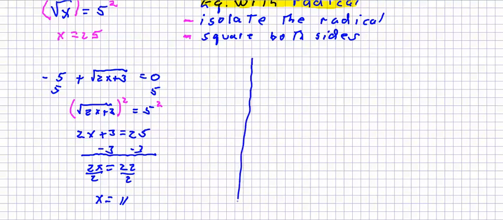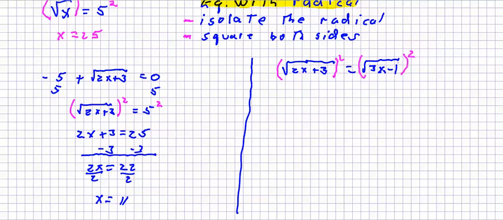Now, if you have a problem with two radicals, square root of 2x plus 3 equals square root of 3x minus 1, we again isolate the radical. I have a radical by itself, in other words, one on each side. And then I square both sides.